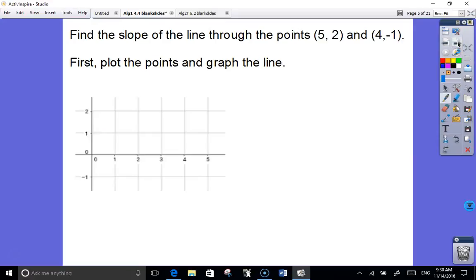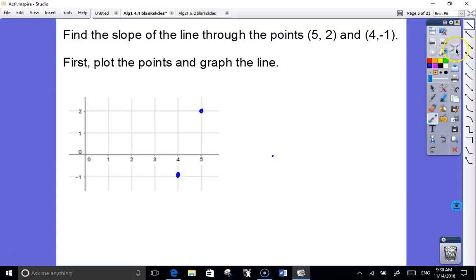Okay, let's try it again. (5, 2) and (4, -1). First, we plot the points. (5, 2) and (4, -1). Okay. So we do that, right? I can connect them. Let's draw the line just because we can. It should have arrows on both sides. Looks like something like that.